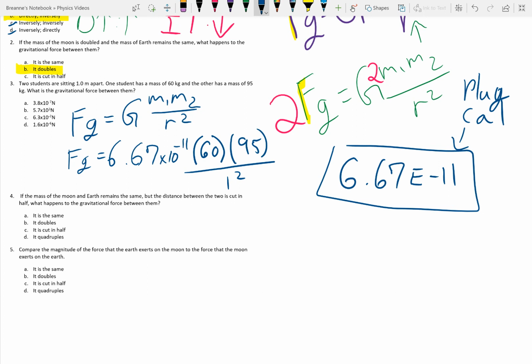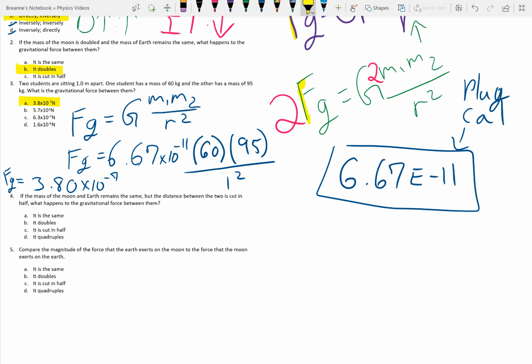So then we plug it into our handy-dandy calculator. You got 6.67, do second comma, which will give you that e negative 11, times 60, times 95, divided by 1 squared, and you end up getting 3.80 times 10 to the negative 7. That is your force of gravity. It looks like the answer is A.